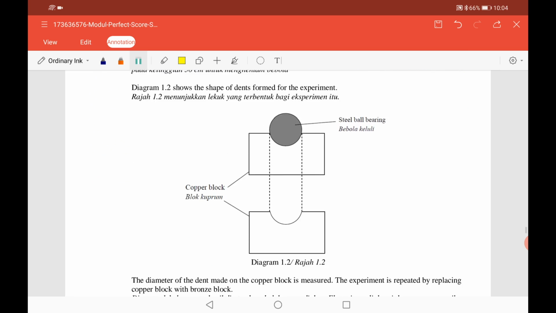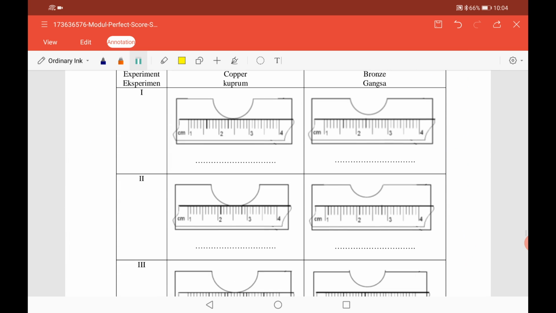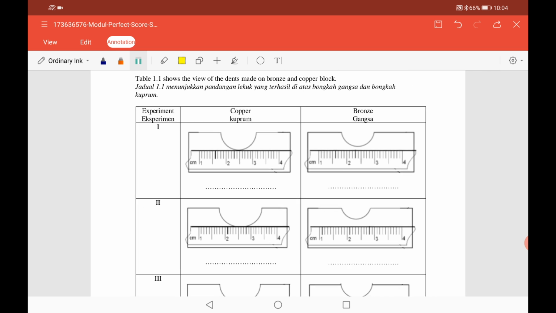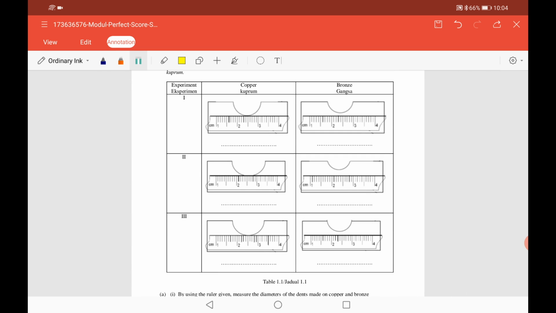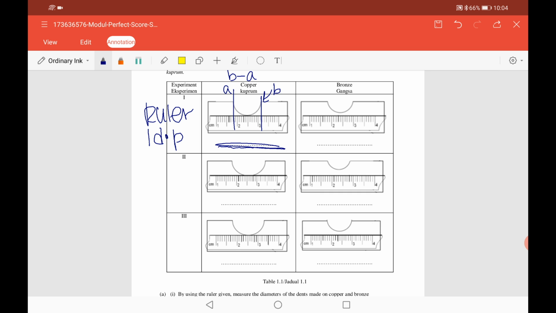Now let's look at here. Let's do it quickly. First of all, this question asks us to record data. What apparatus do we have over here? We have a ruler. When we do measurement with a ruler, how many decimal points? 1 decimal point. You can draw a line here, take a reading, we call it B. Draw a line here, take a reading A. We take B minus A, then you will know the size of the diameter of the dent.